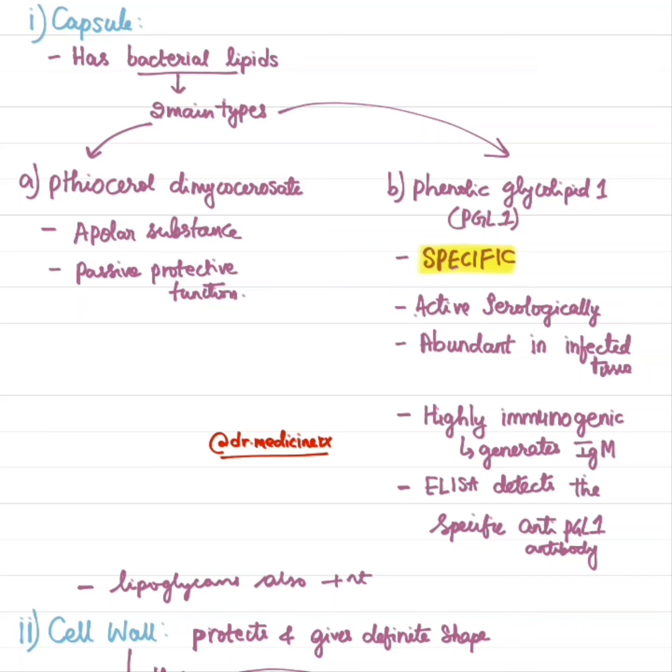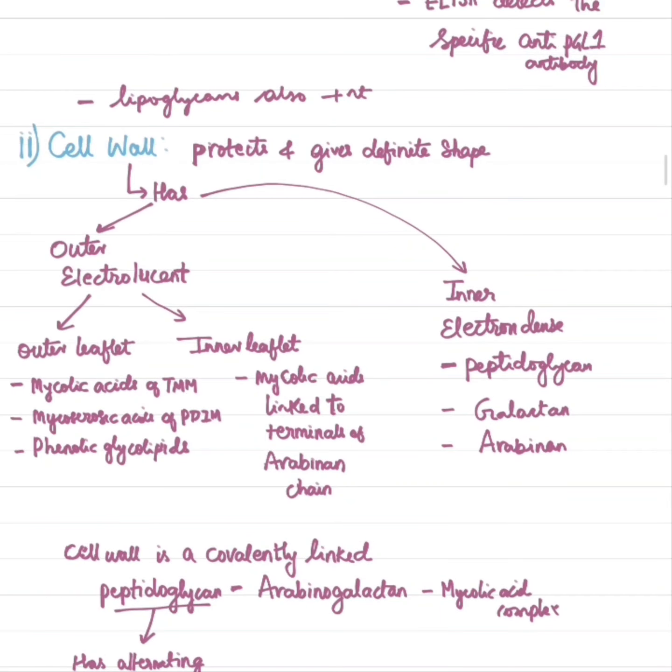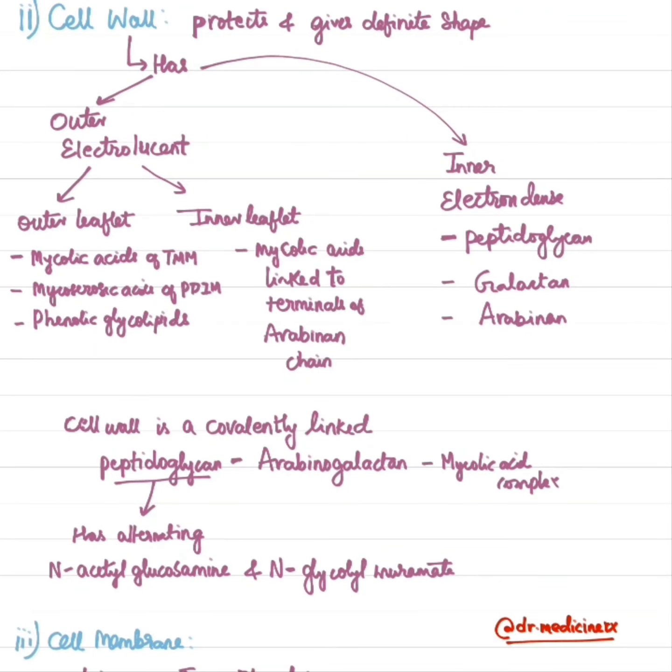It is produced locally and it can constitute the characteristic foamy macrophages of the lepromatous leprosy patients, and it is highly immunogenic and it generates IgM antibodies, and ELISA is used to detect these specific anti-PGL1 antibodies. In addition to these lipids, the capsule can also contain lipoglycans such as lipomannan, lipoarabinomannan and phosphatidylinositol mannosides. These are usually found in the plasma membrane, but they can also be present in the capsule.